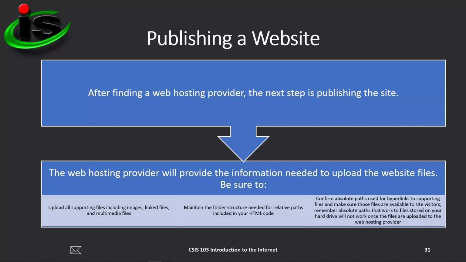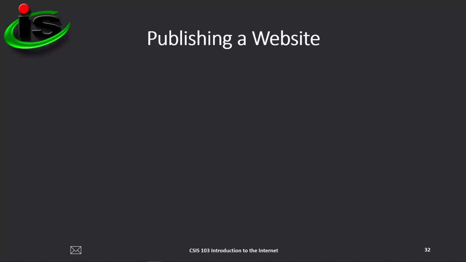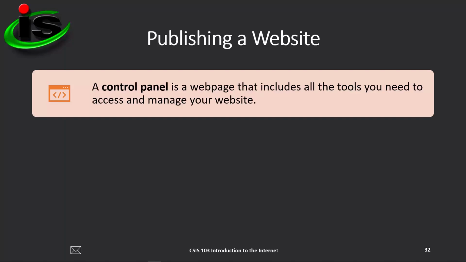And confirm absolute paths used in hyperlinks for supporting files to make sure that those files are available to your site visitors. Remember, absolute paths that worked with files on your hard drive may not work once the files are uploaded to the web hosting provider. When publishing a website, your web hosting provider may offer you a control panel, which is a web page that will include all the tools that you need to access and manage your website.